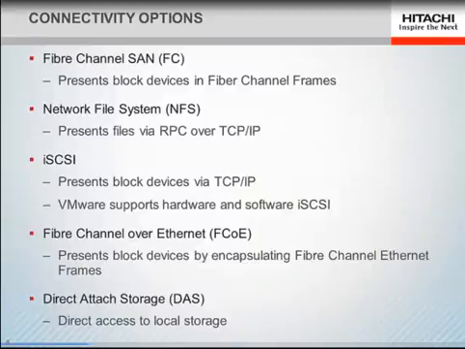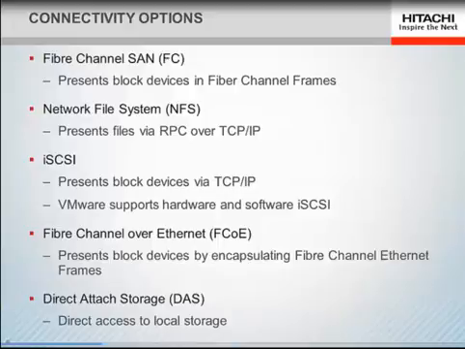Connectivity options. There are many different connectivity options for the virtual environment. Fiber channel SAN, also called FC. It's a block device, and it presents them across a fiber channel network in fiber channel frames. It tends to be a little more costly because we need a whole separate infrastructure for fiber channel. We can't utilize our TCP/IP network, but it also gives our best absolute guarantee of performance. Also our best absolute guarantee of connectivity.